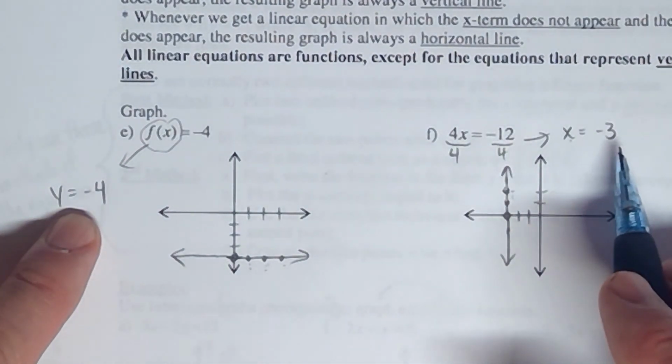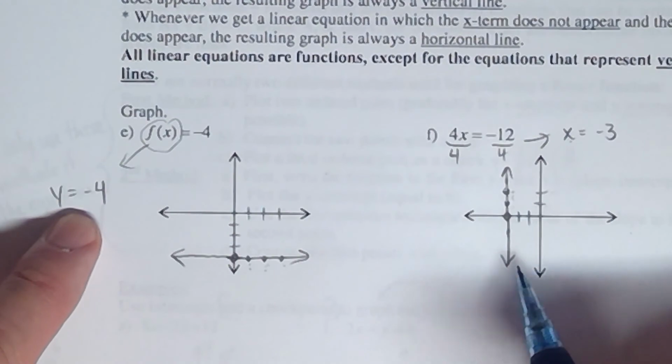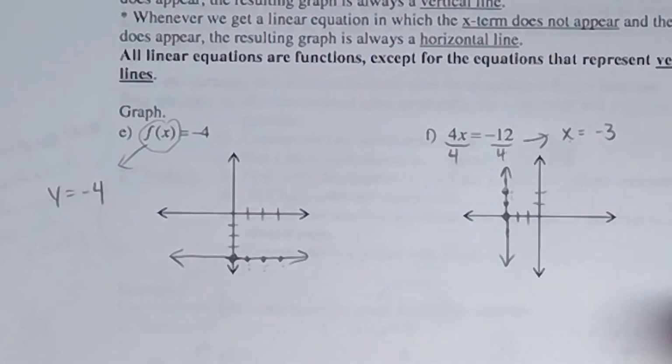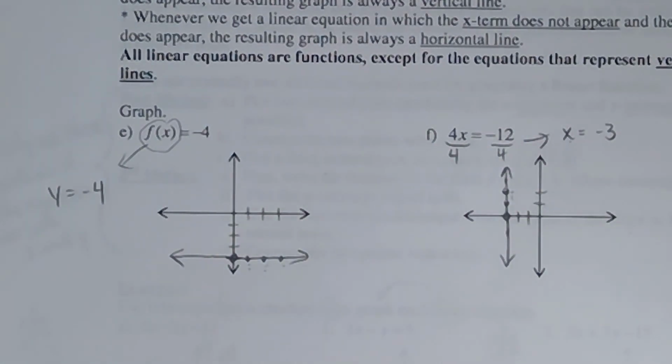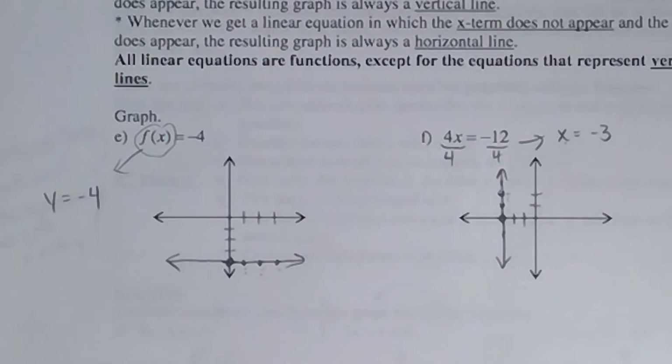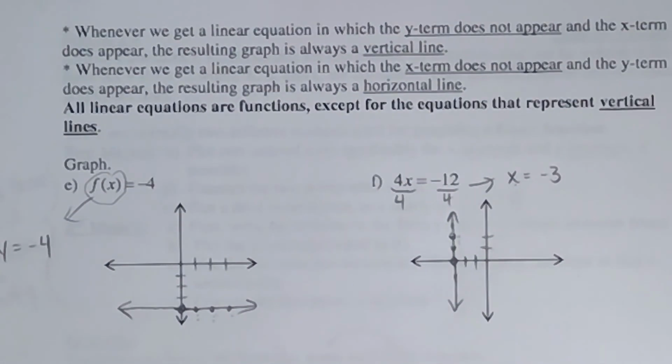When x is all you got, that means the x's are always going to be the same, and that leads to a vertical line every single time. So this is what you do when a variable is missing. You determine if it's horizontal or vertical, and then you act accordingly, and you go ahead and graph the line. One last point here, you guys, that I wanted to make.